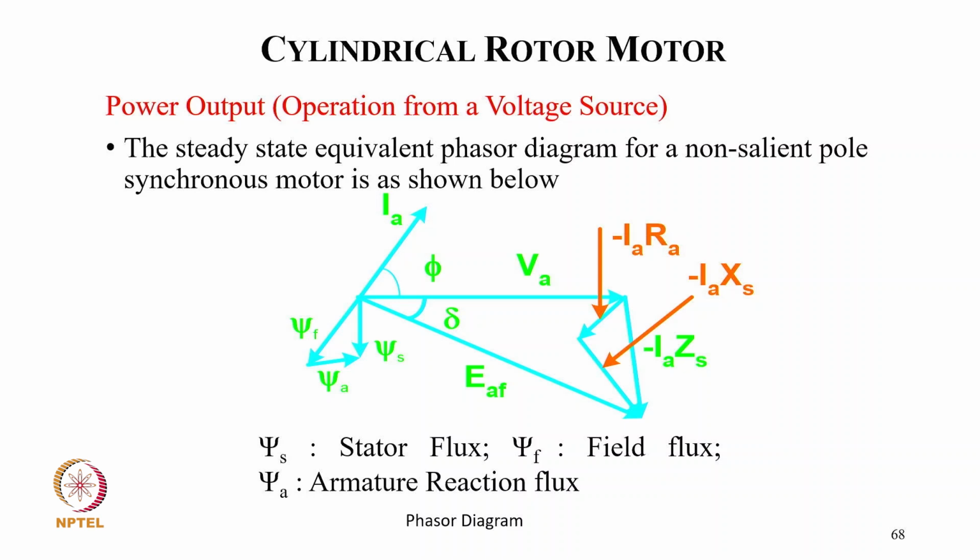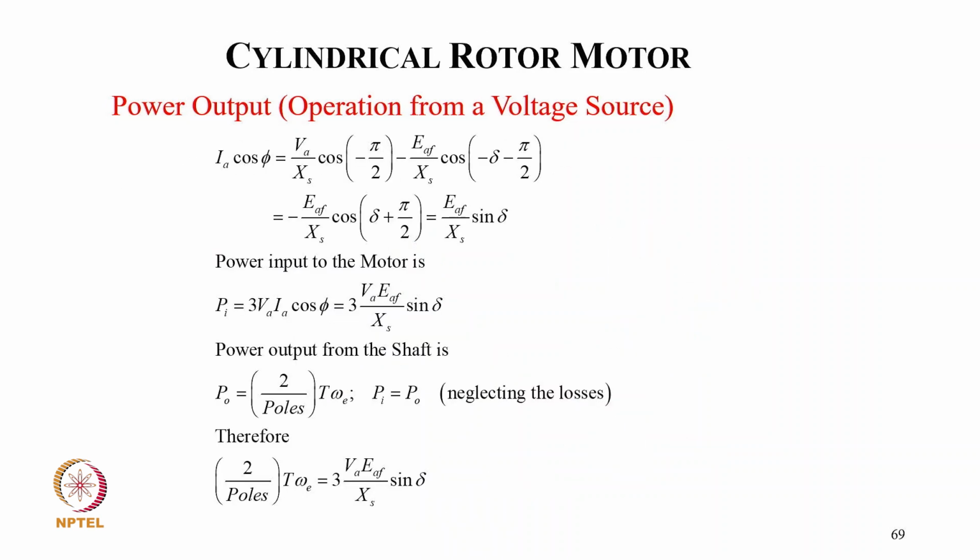Typically with the starting your EF, from your flux to EF, and then we have a resistance drop, reactance drop, and then the supply voltage. So power output becomes IA cos phi equal to V upon XS cos minus pi by 2 minus EF upon XS cos minus delta minus pi by 2.